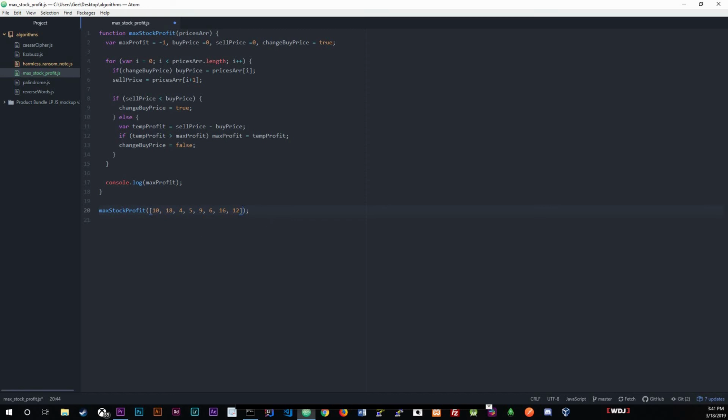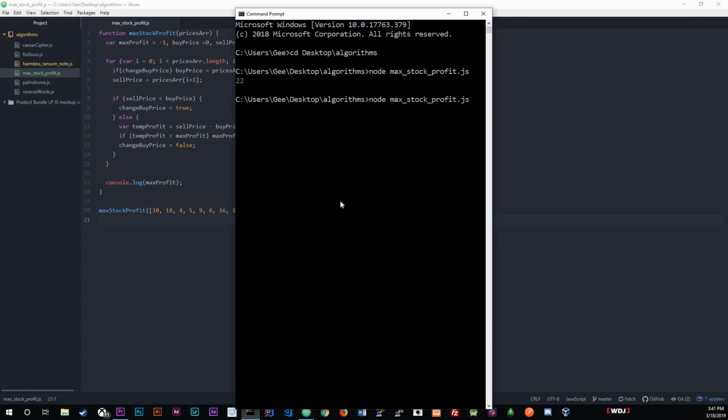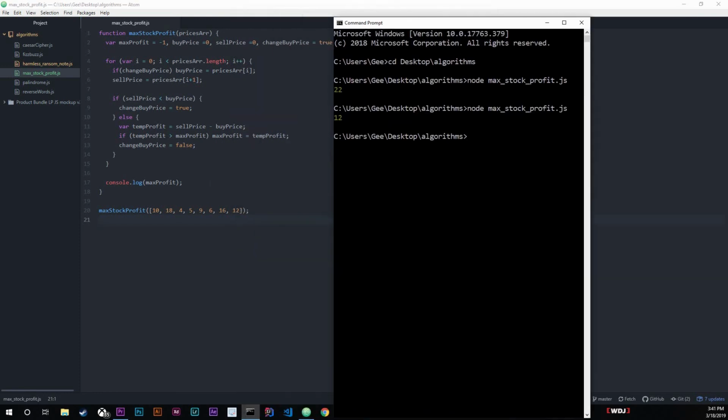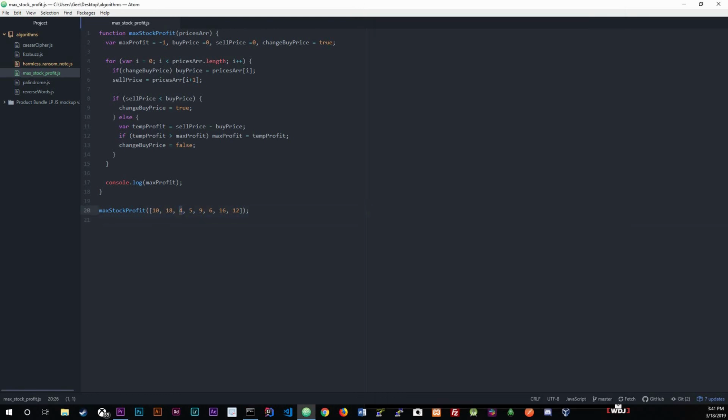So this should turn out to be 12. So if I save this and run it here, we're gonna run that, and it is 12 because the max profit is 4 and 16. Yeah, 4 and 16, which is $12.